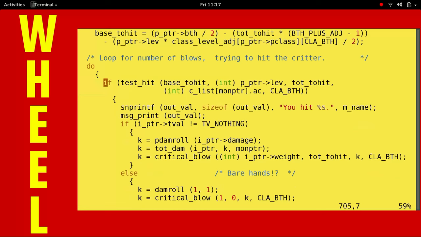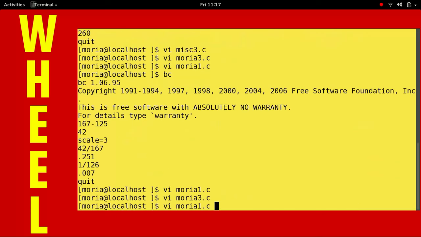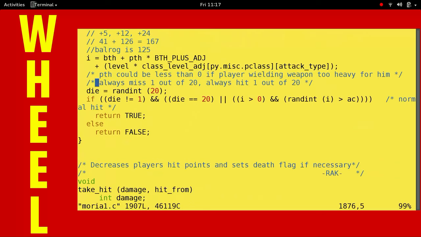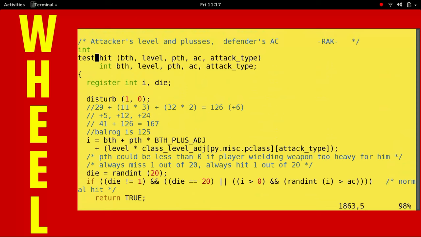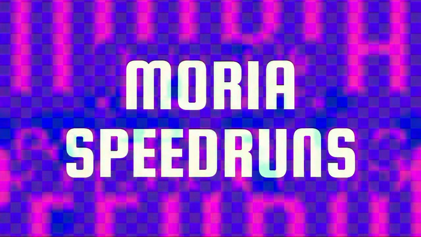All right. That is the test hit function of Moria 1.c of the G Moria sources. And that concludes the Balrog autopsy, on why we couldn't hit the darn Balrog. All right, let's play the game.